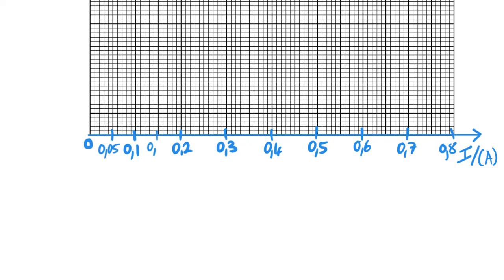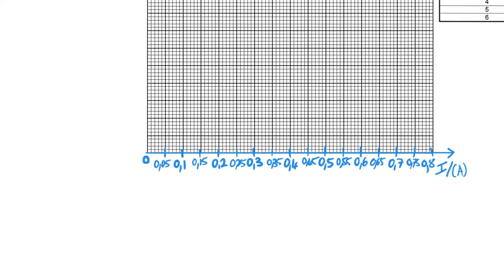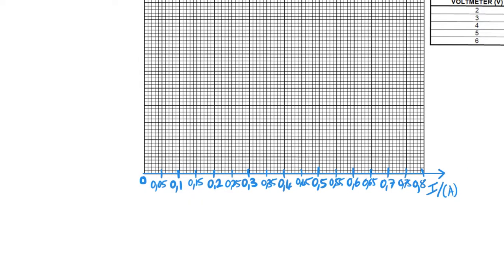That's going to be 0.15. This is going to be 0.25, 0.35, 0.45, 0.55, 0.65, and 0.75. And it's critically important that you get your scaling right on your axes and that you label them correctly with the units.